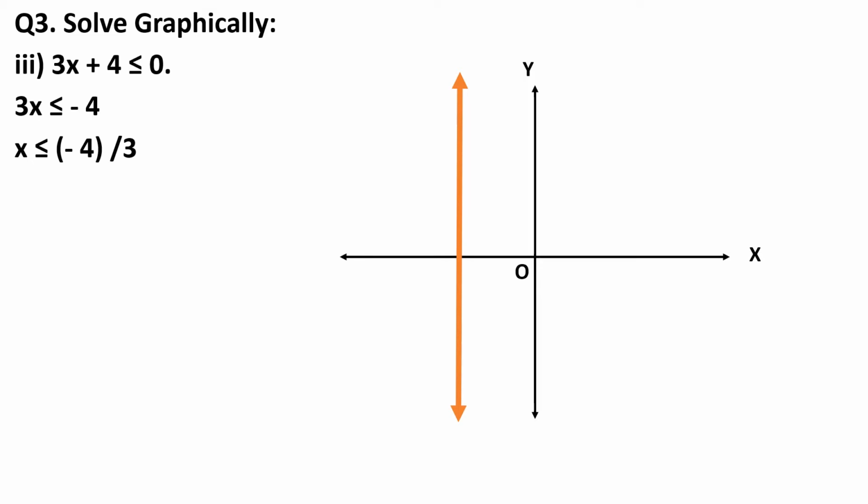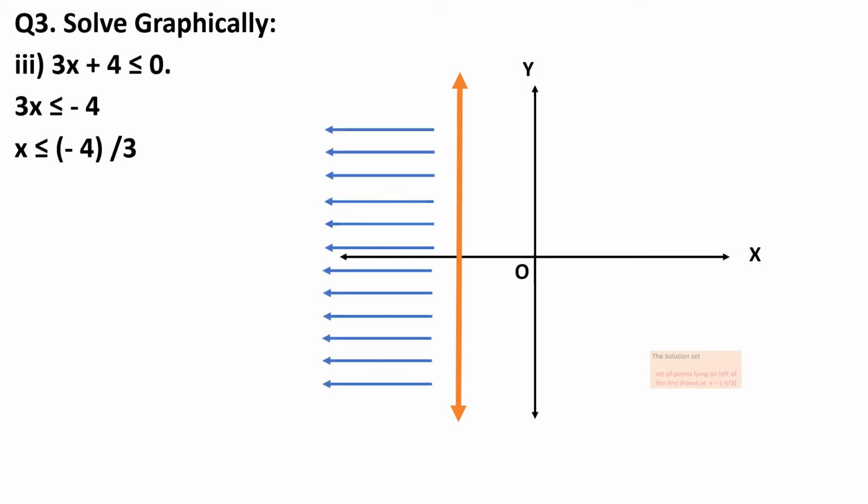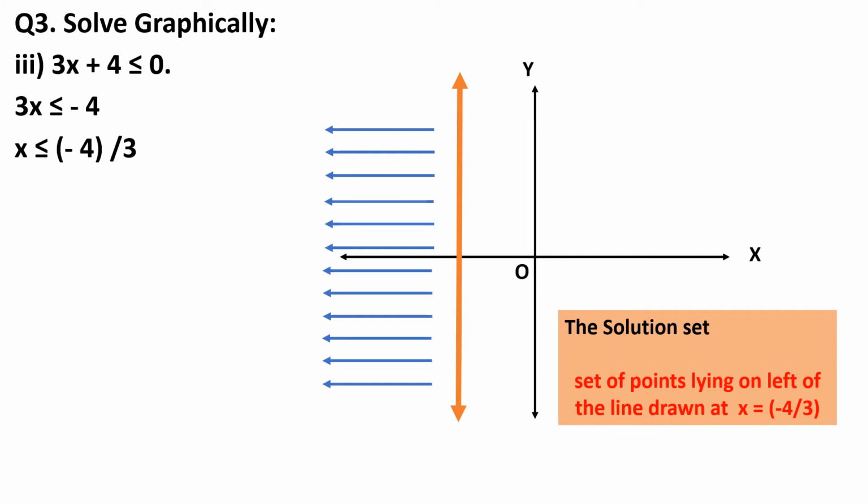So it will be on the negative x-axis. So it is the collection of all the points x less than minus 4 by 3. So it is the collection of all points having value less than minus 4 by 3. So it will be on the left hand side of the line that you have drawn.